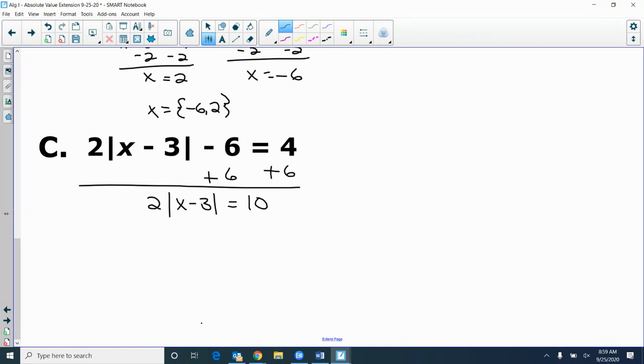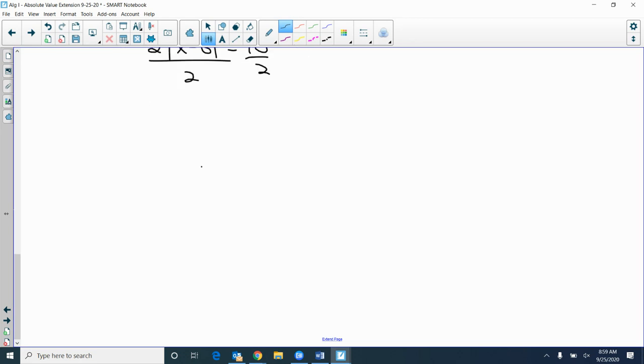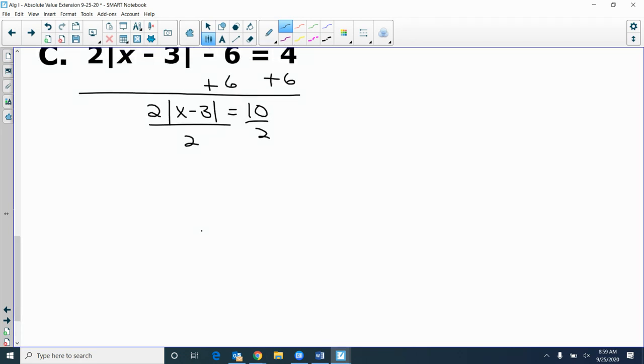All right, now from here, Connor, what do you think we need to do? Okay, I'll wait. Slow down. All right, so now you're going to divide 2 on both sides. And what's that give me? Absolute value x minus 3 equals 5. All right, so everything's good right now. Good job. And now break it apart.